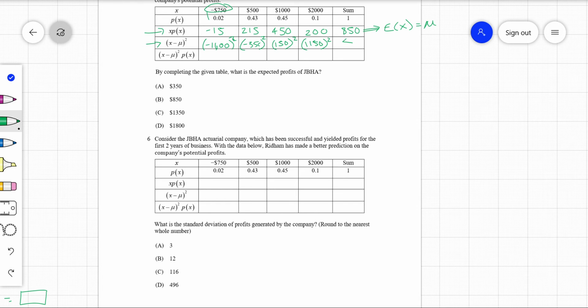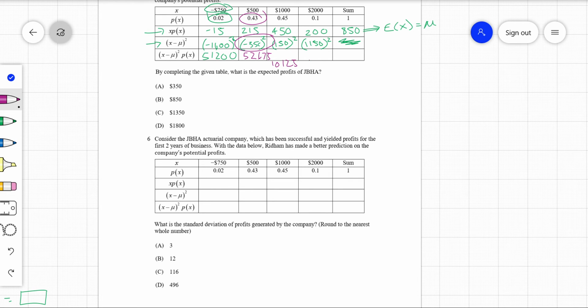Alright, I'm not going to bother with that because I don't really need it for anything. But for the next one, I'm taking the row above times p of x. So I'm going to do minus 1600 squared times the probability, which is 0.02, and I got 51200. Again, I take this one and multiply by 0.43, and I get 52675. My boxes aren't big enough.